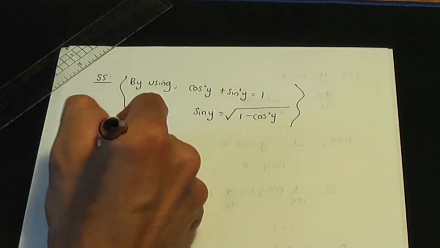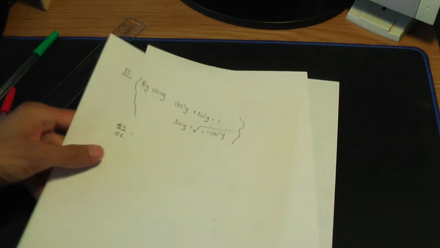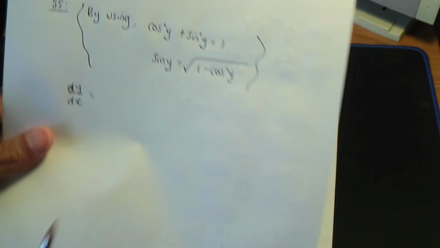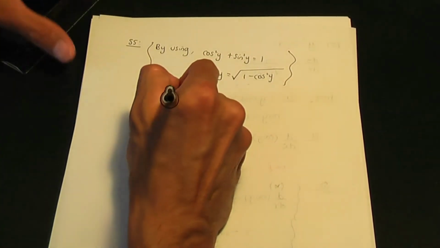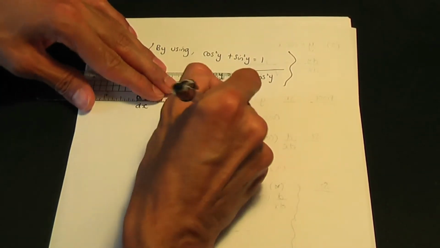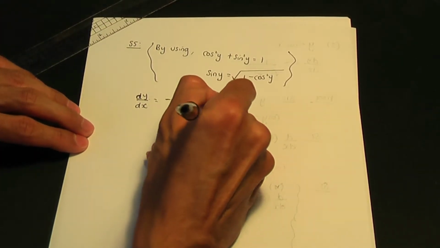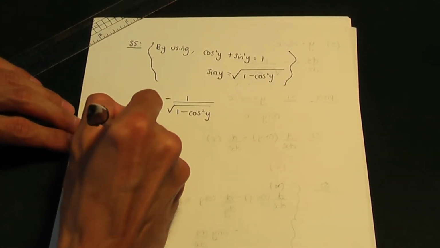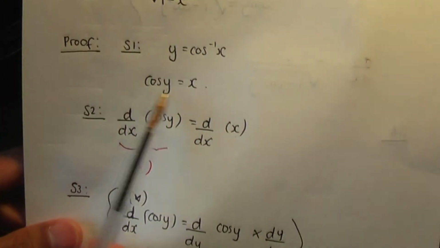Okay, and if I replace sine y by the root of 1 minus cos squared y in the previous equation, we're going to have dy by dx, and that is minus 1 over the root of 1 minus cos squared y. So that takes us to the last step, step number 6. And now we can replace the cos y terms by x to conclude the proof.